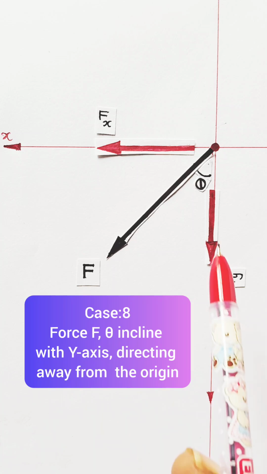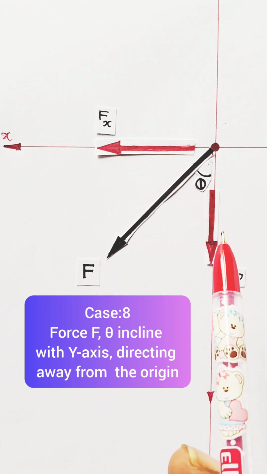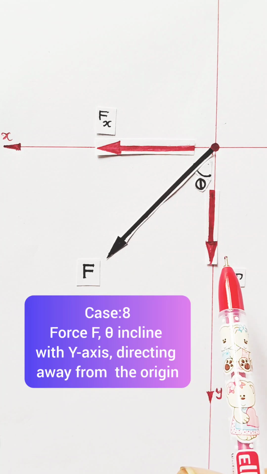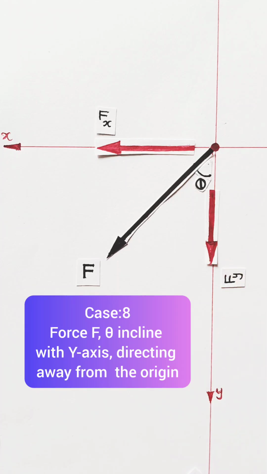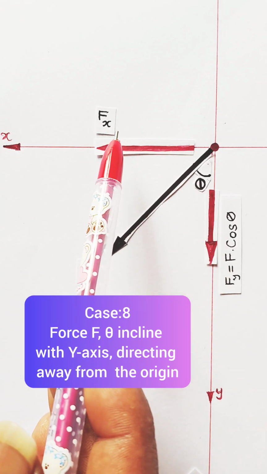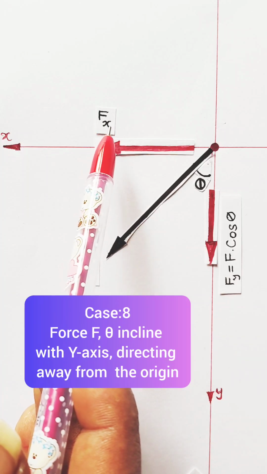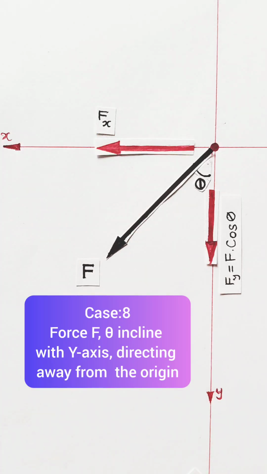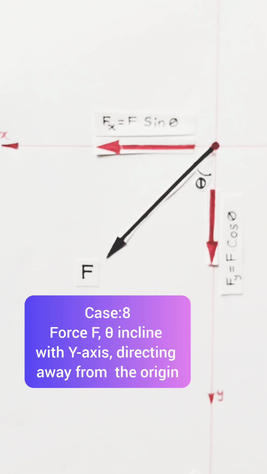Fy is adjacent to theta, so we can estimate that value by following the cos theta trigonometric ratio. Fy equal to F into cos theta. As Fx is opposite to theta, we can estimate this value by following sin theta. Fx equal to F into sin theta.